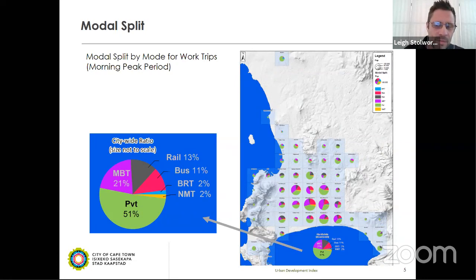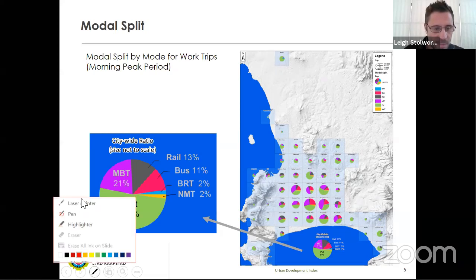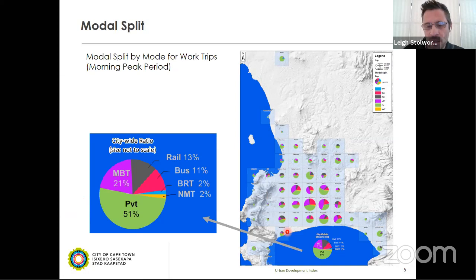But what we have now for the first time is spatially disaggregated modal split. And I'm going to put my laser pointer on here so I can show things. So on the right-hand side here, we have spatially disaggregated modal split, and these are on 5-kilometer grid cells. The size of the pie indicates the number of trips, and the colors indicate the mode share per mode. What's interesting here is that where we have the highest proportion of trips in the metro, where we have the highest residential densities, which is traditionally a lower income part of the city and therefore captive public transport users, we can see that there's a relatively high proportion of private transport.